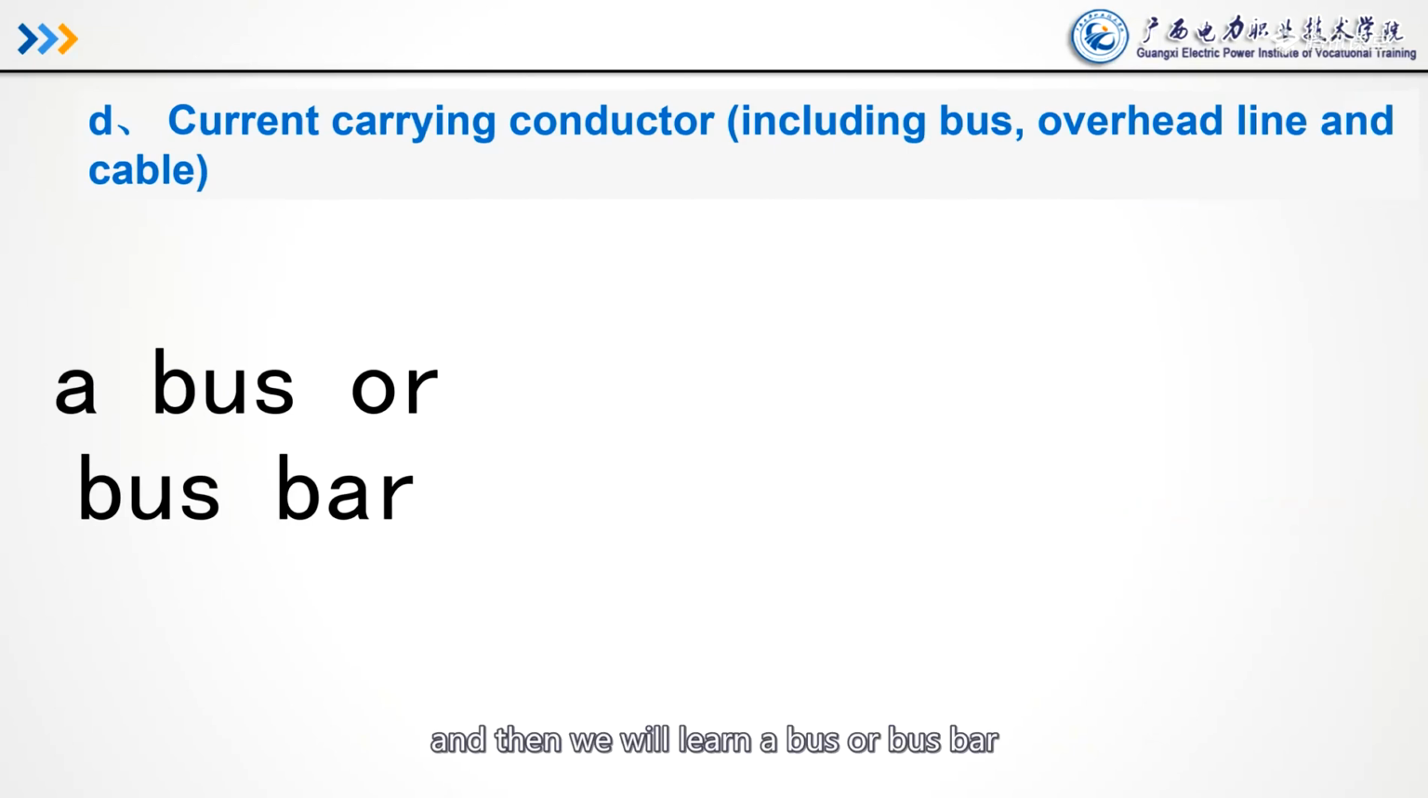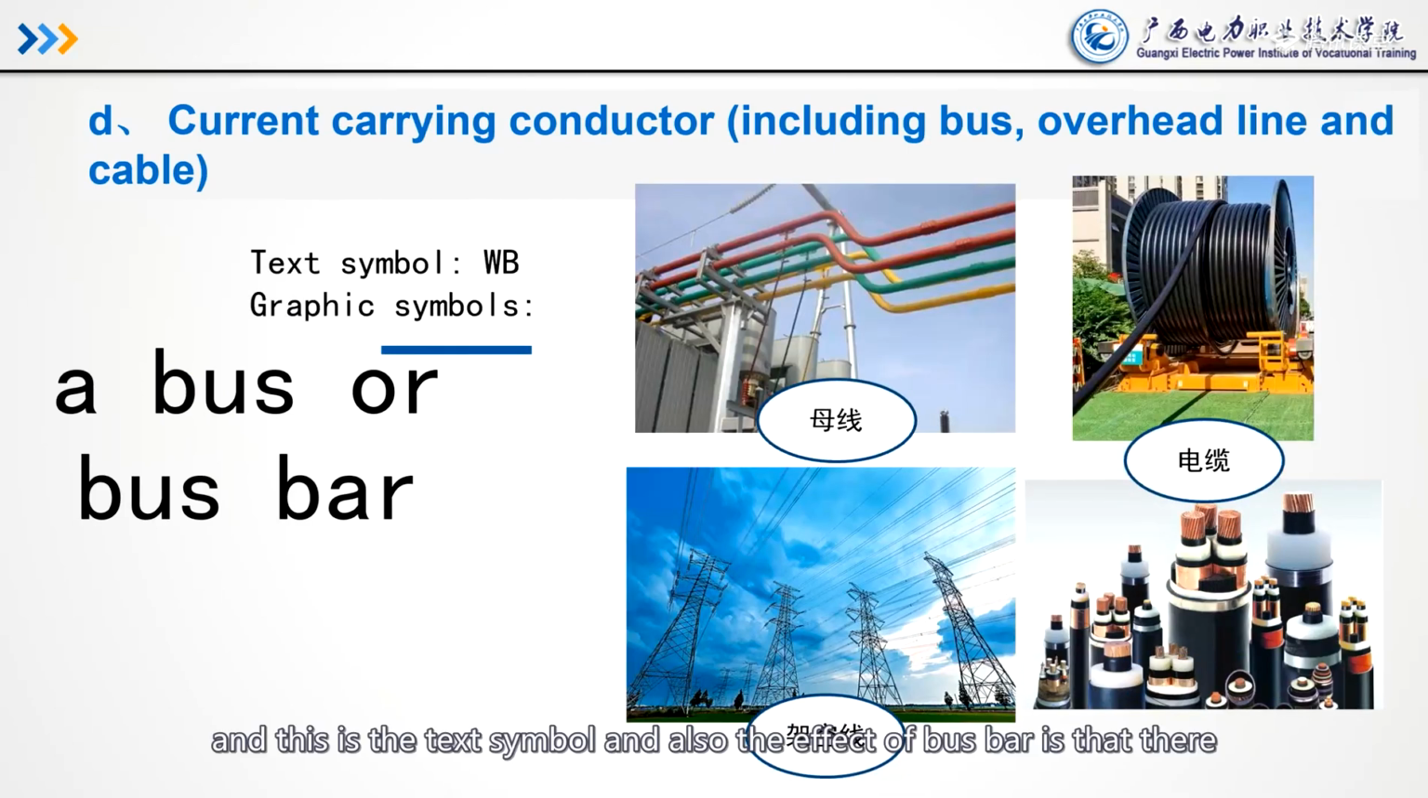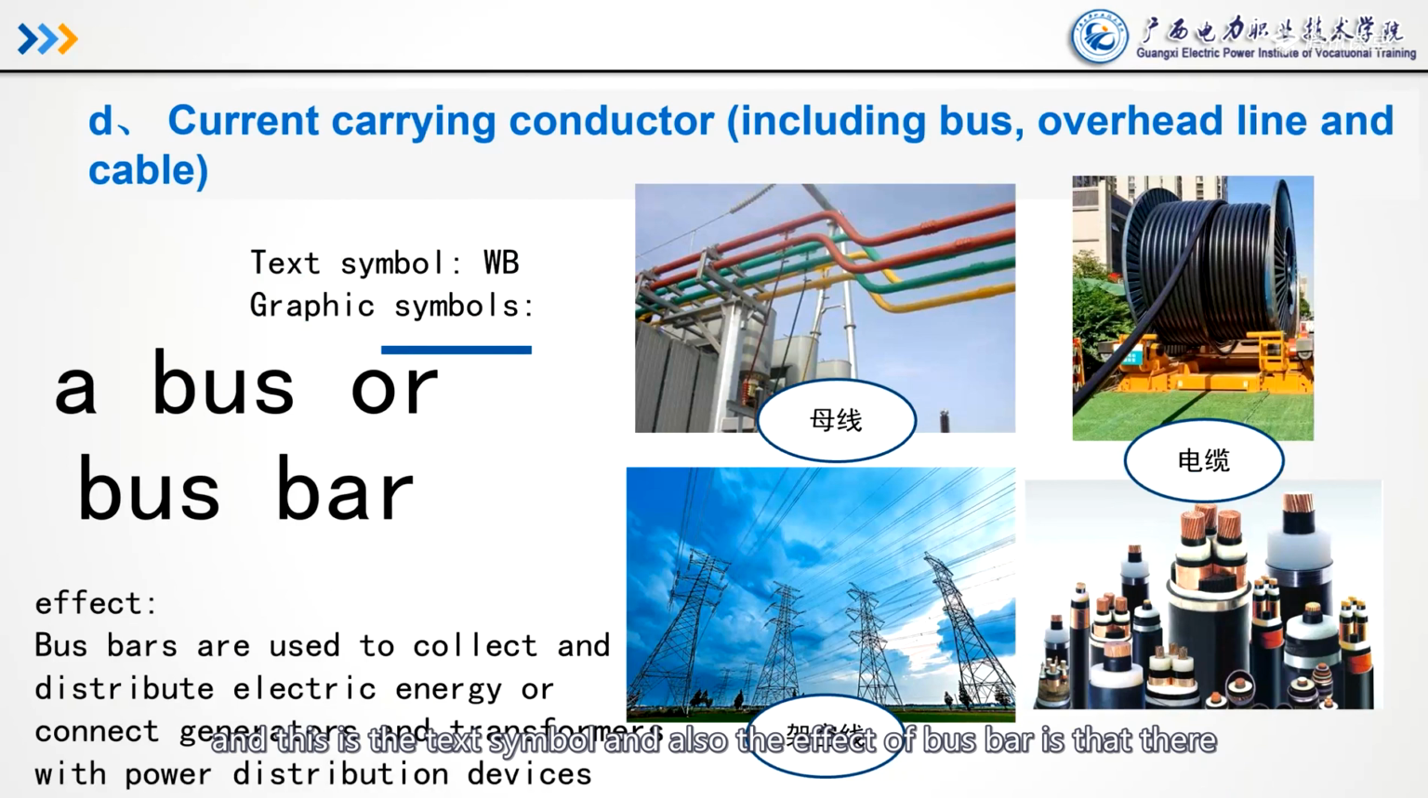And then we will learn about the bus or bus bar. And this is the tag symbol. And also the effect of bus bar is that they distribute electric energy or connect generators and transformers with power.